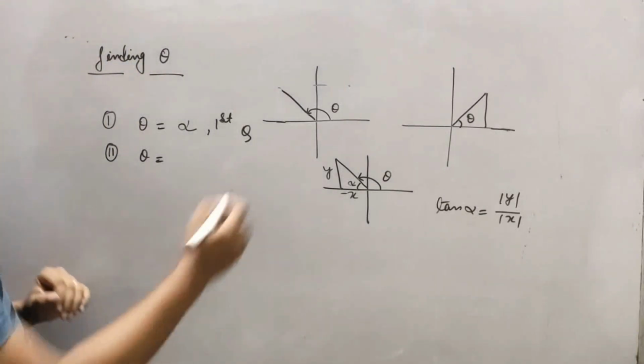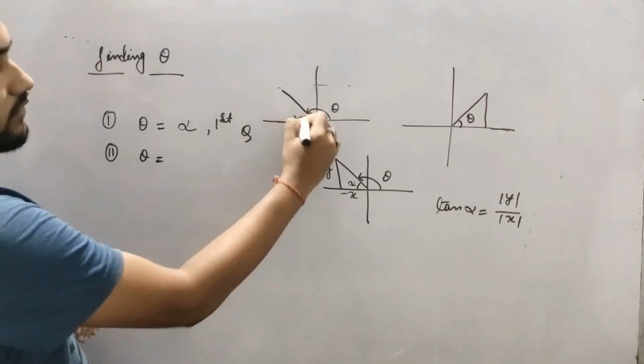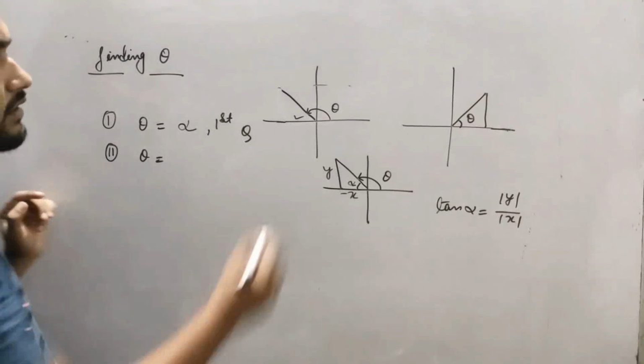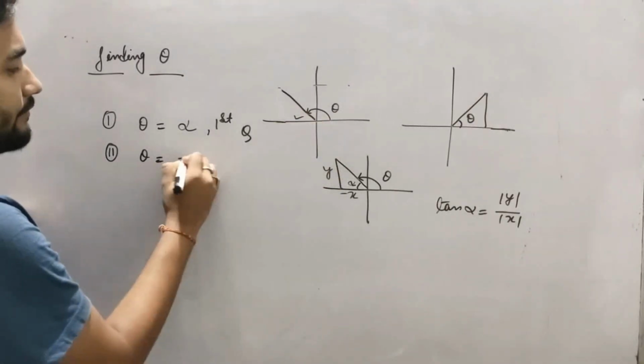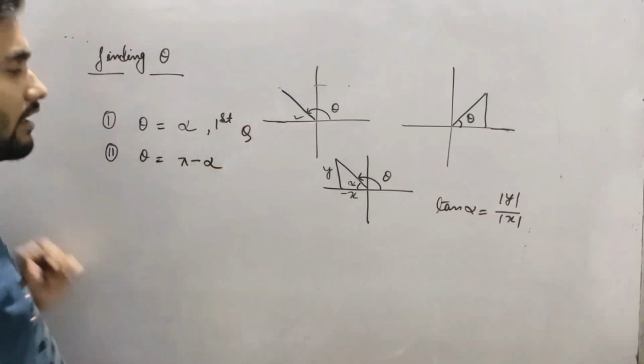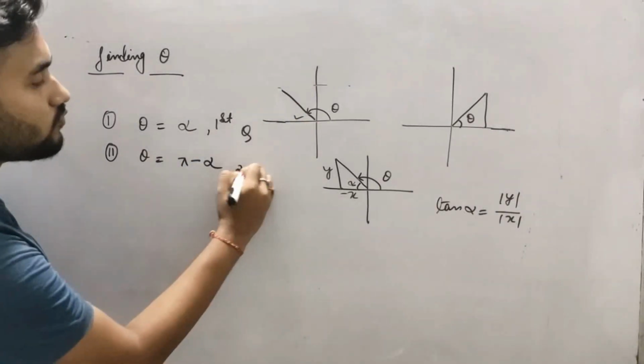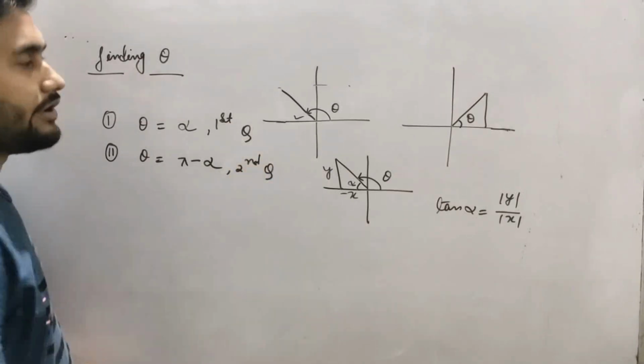Now after getting alpha, I have got this angle. How will you find theta? Very simple. Complete is pi. From there you minus the alpha, and you will get your theta. Understood? This is the formula for the second quadrant.